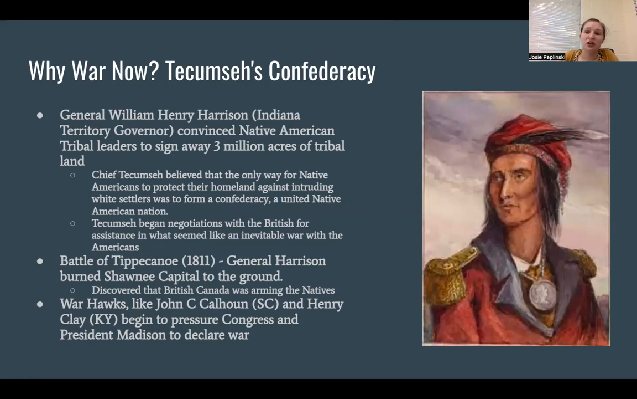In the Battle of Tippecanoe in 1811, General Harrison burned the Shawnee capital to the ground and discovered that British Canada was arming the native people, giving them weapons. War Hawks like John C. Calhoun and Henry Clay began to pressure Congress and Madison to declare war.